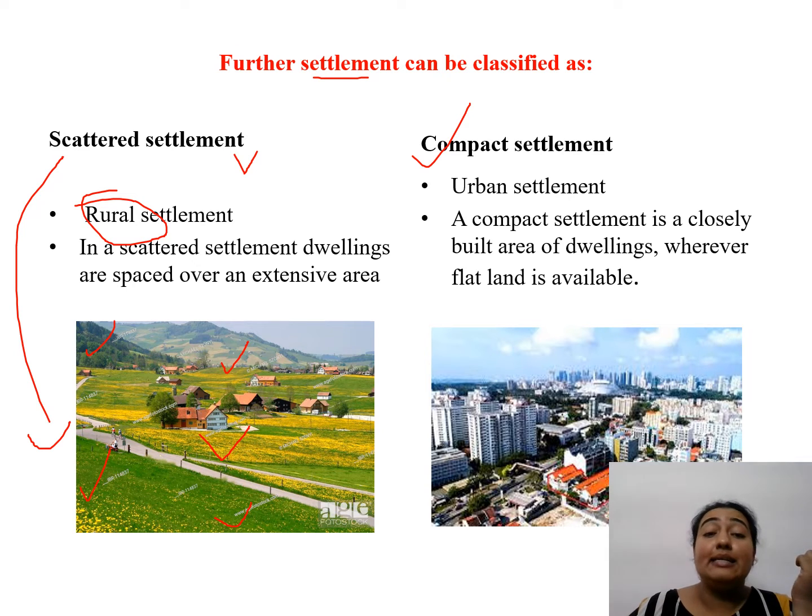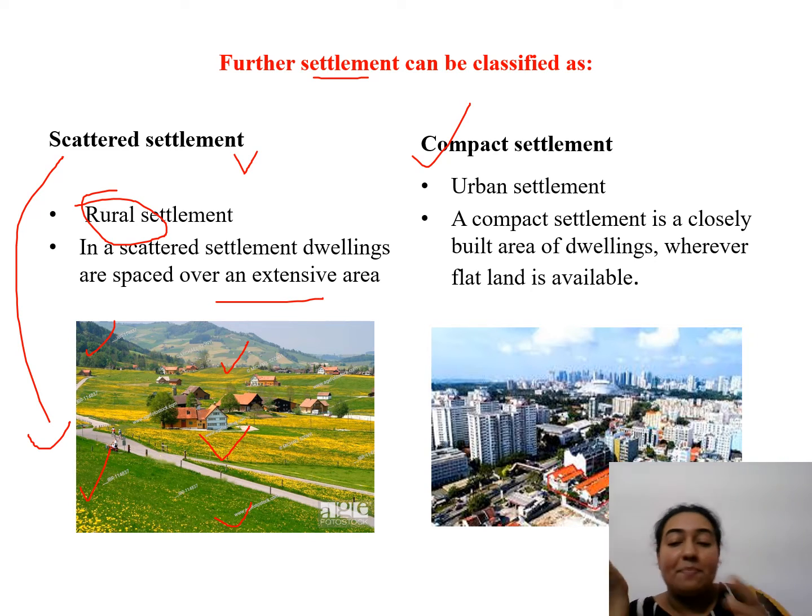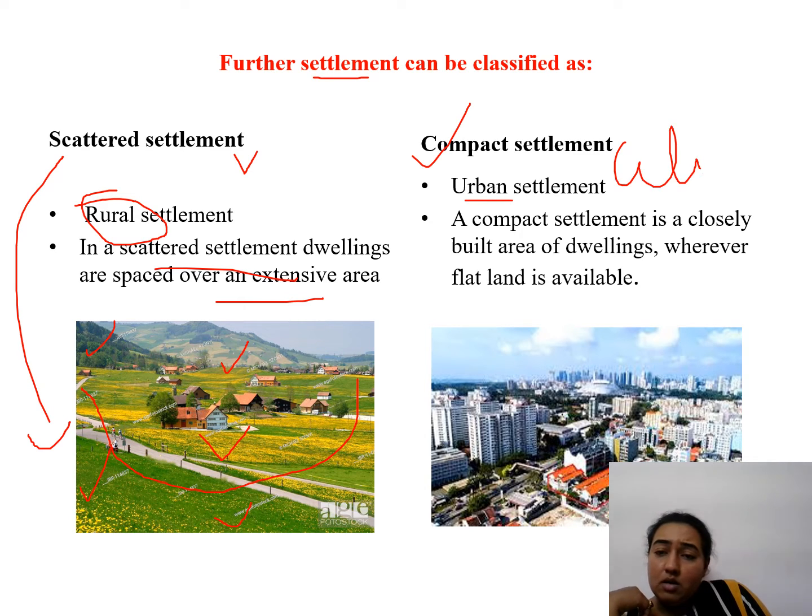In a scattered settlement, dwellings are spaced over an extensive area. They have a huge area. Extensive area means लंबा सा बहुत बड़ा सा एरिया होता है, and settlement is scattered over there. But when we come to compact settlement, it is an urban settlement which is found only in cities. Yes, only in cities. Then compact settlement is closely built area of dwellings.